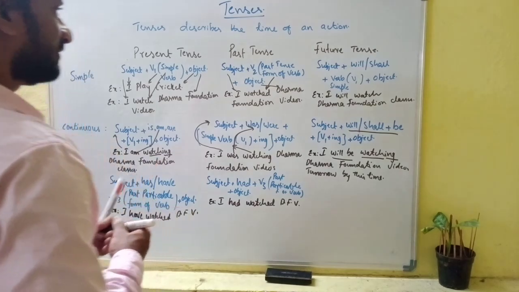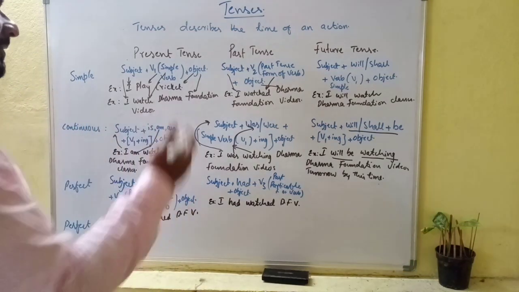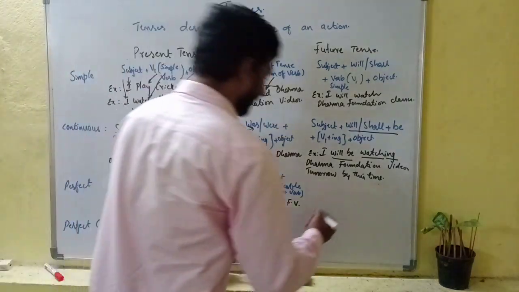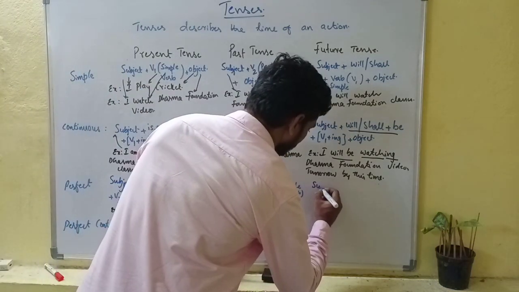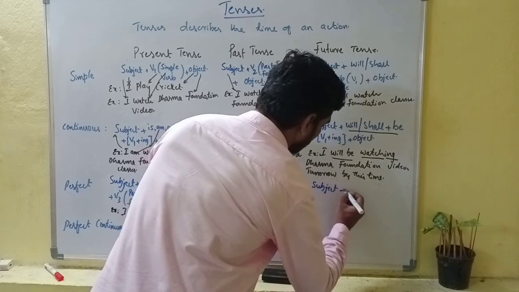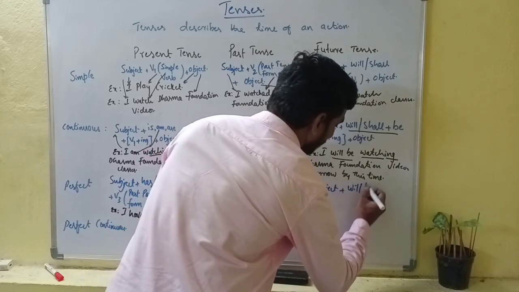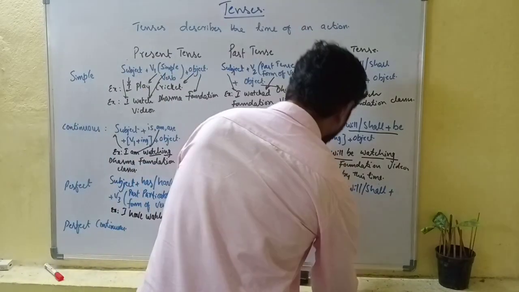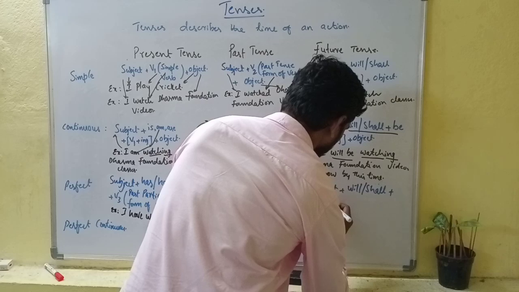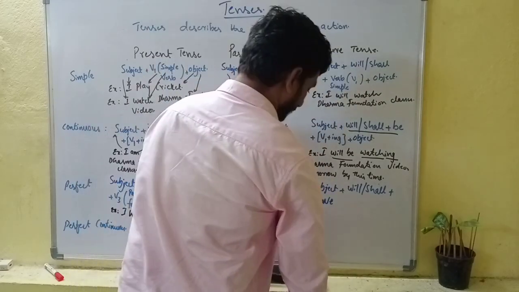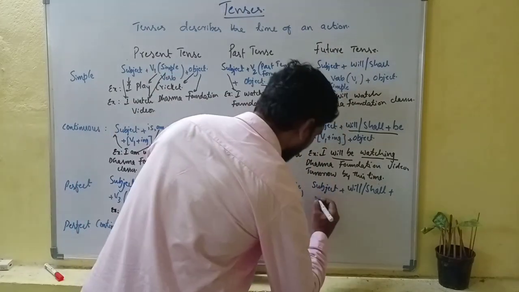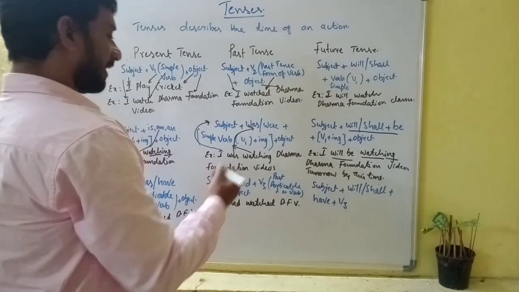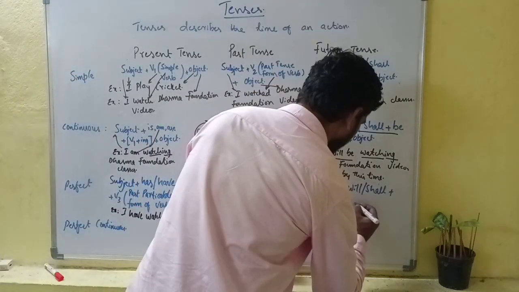So now let's come to the future perfect tense. The structure of future perfect tense is like subject plus will or shall plus have plus V3. V3 means past participle form of verb, plus object.